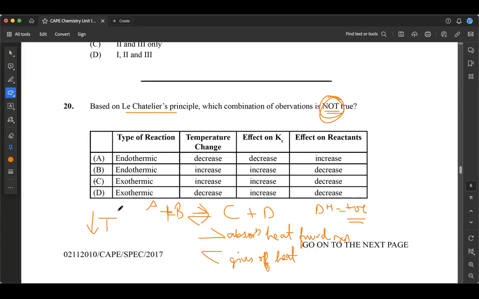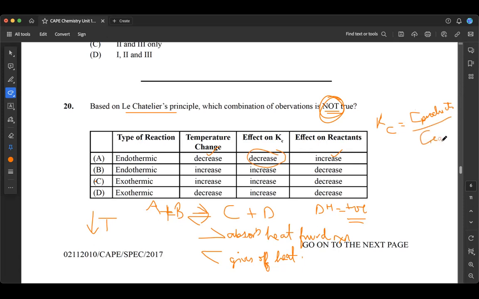So if I decrease the temperature of this system, the reaction is going to want to go in a way to compensate for that drop in temperature. It's going to want to shift to the left, right? And if it shifts to the left, what we'll see is that we'll have more reactants forming, and so we'll see an increase in our reactants when we decrease the temperature, and we'll also see a decrease in our Kc, because remember now, Kc is the concentration of your products at equilibrium over the concentration of your reactants.